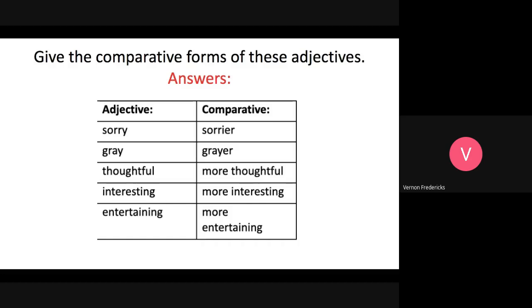Think about it. Thoughtful becomes more thoughtful. We have two syllables there. Interesting is the adjective, and the comparative is more interesting. It has 4 syllables. Entertaining, 4 syllables as well. And the comparative is more entertaining.